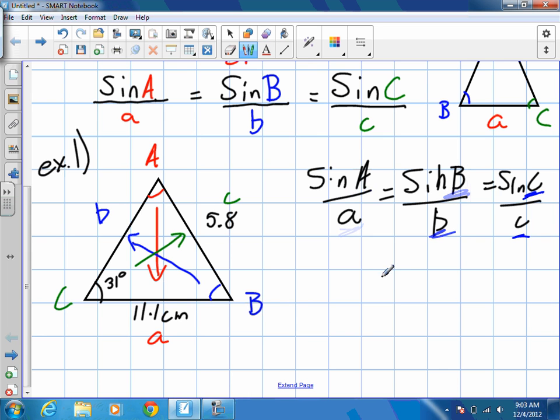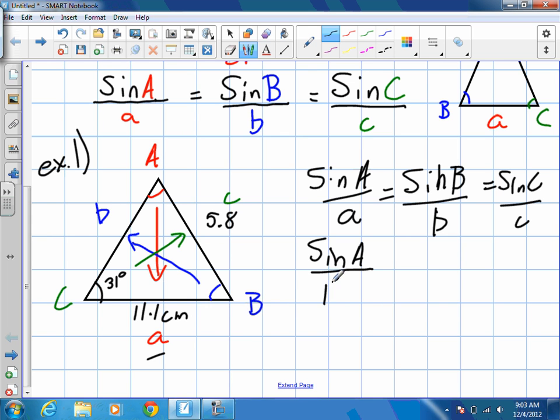So we're going to plug in the values we have here. Okay, you guys are going to help me out. Angle A is what measurement? Do we know it? It's unknown, so we're just going to call it A. What's side A? 11.1. Good. It's 11.1, so we put 11.1. Is equal to, what's angle B? Unknown. What's side B? Unknown. What's angle C? 31. And what's side C?